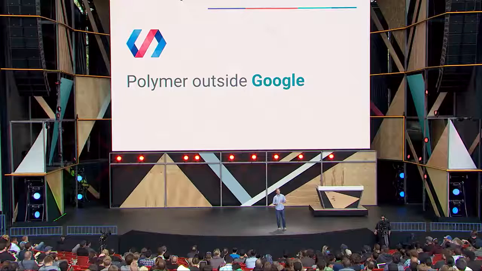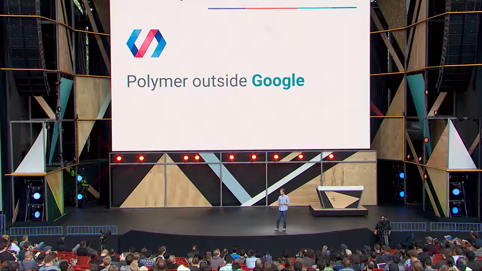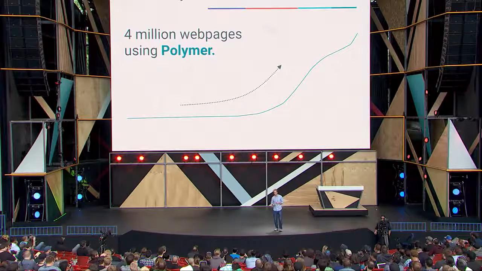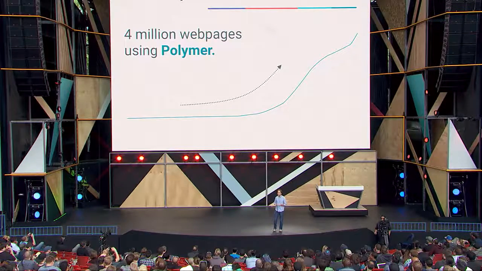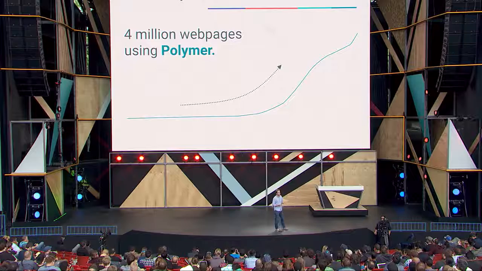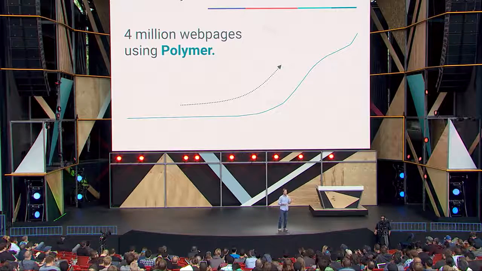And not only that, Polymer is being used outside of Google by companies big and small. In fact, Polymer adoption in the wild has quietly skyrocketed. There are over 4 million web pages now using Polymer on the open web. And many large companies are investing heavily in Polymer and web components for the future of their front-end stacks. And I want to talk about a couple of these companies today.